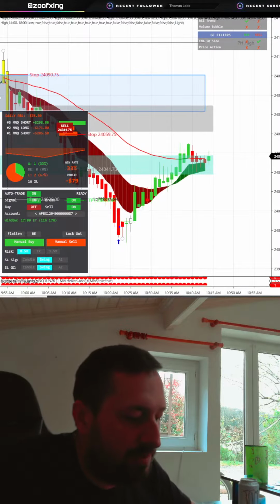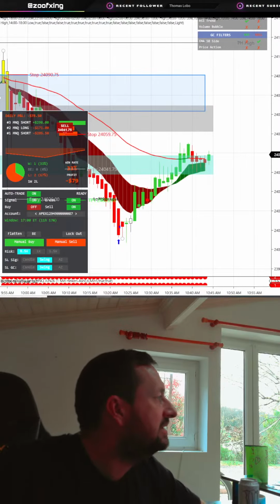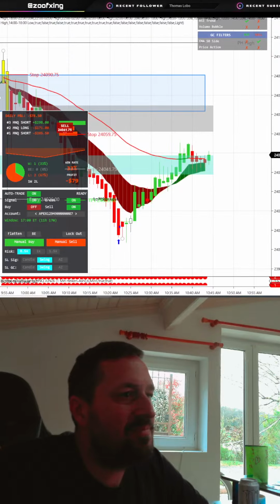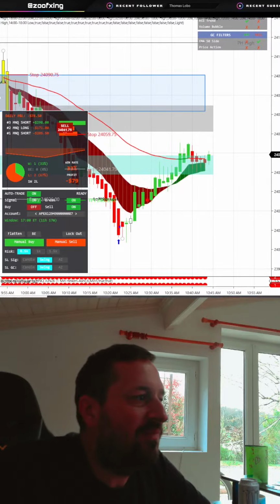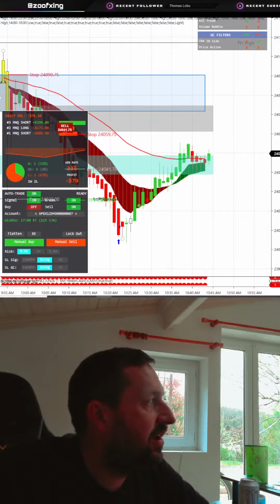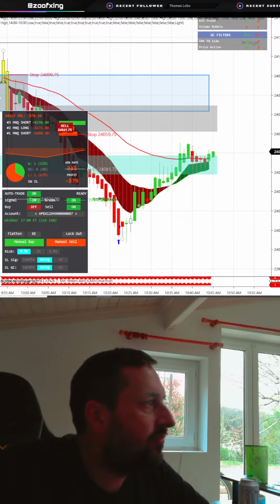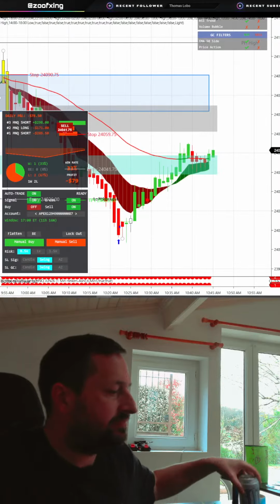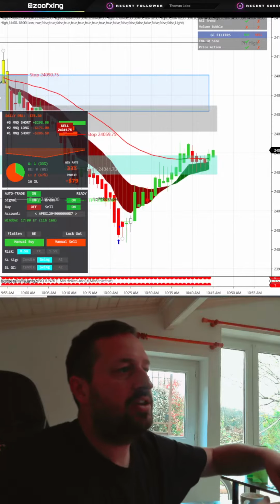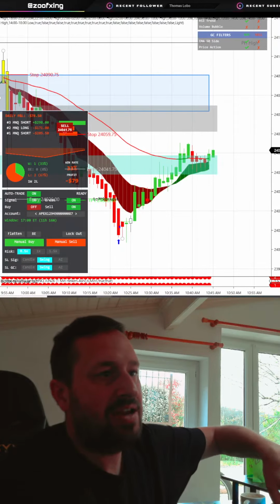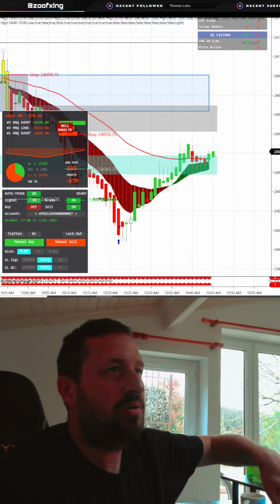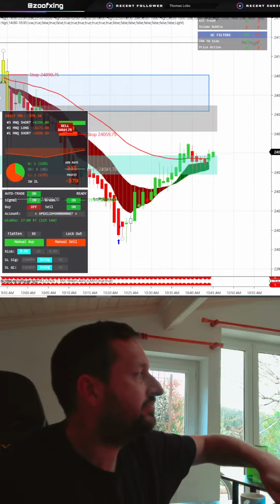I've already been and got me baguette this morning. I can't believe how cheap the boulangeries are in France. It's insane. Alright, you go and pick up a baguette from the co-op in the UK, it's like what, £1.50?